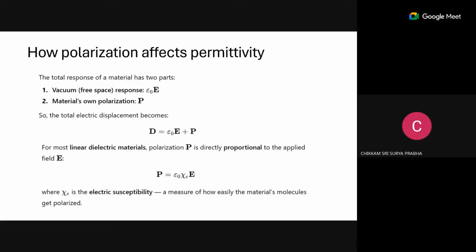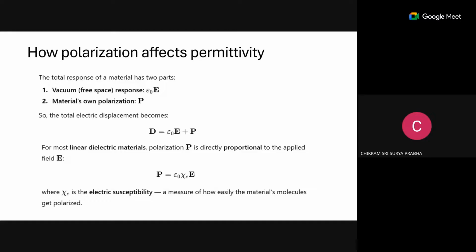So now we can discuss how polarization affects the permittivity. Basically, the total response of a material has two parts. One is the vacuum response, which is denoted by epsilon naught into E, and another one is the material's own polarization, which is given by P. So we can write the total electrical displacement, or electrical flux density, D as epsilon naught E plus P.